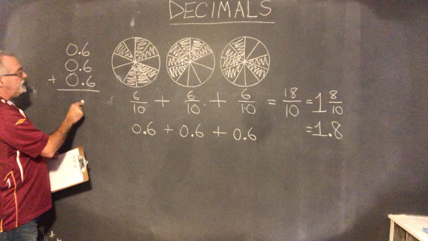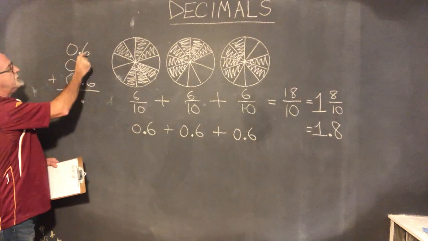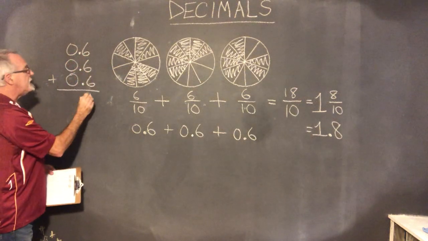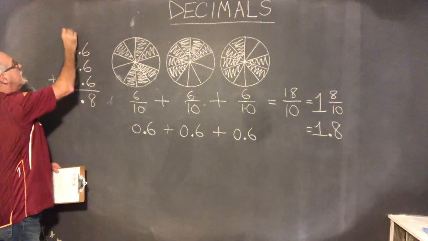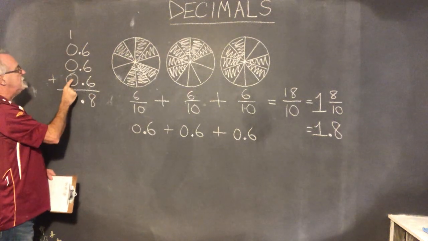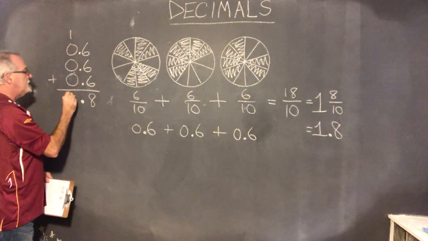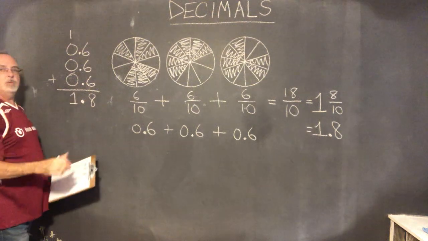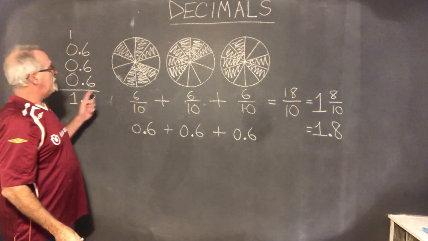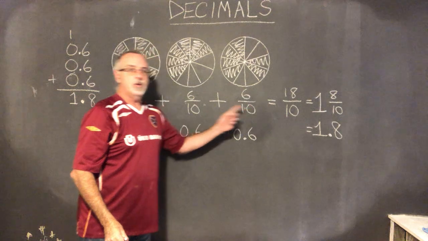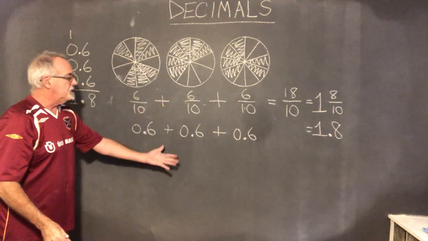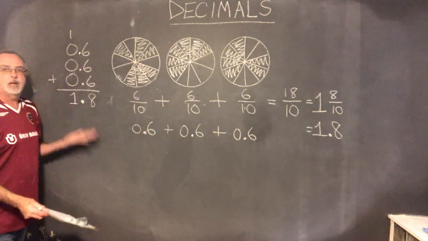So now that the decimal is in the right place, right below the other one, 6 plus 6 plus 6 is 18. That means I put in 8 and I carry the 1, and 0 plus 0 plus 0 is equal to 0, plus the 1 I carried is 1, and I get 1.8. Of course, we knew that was going to happen. It happened when we added the fractions. So when we convert those fractions into decimals and add those, it happens.